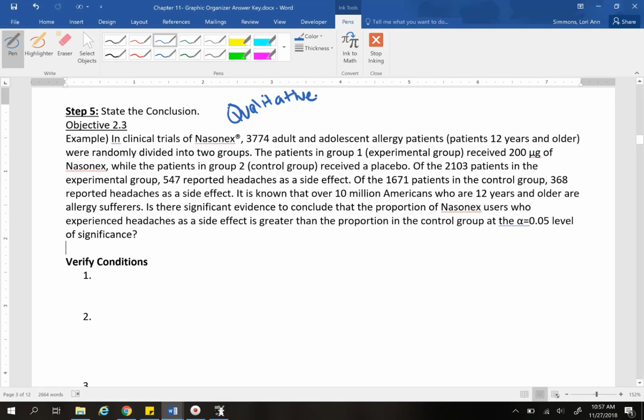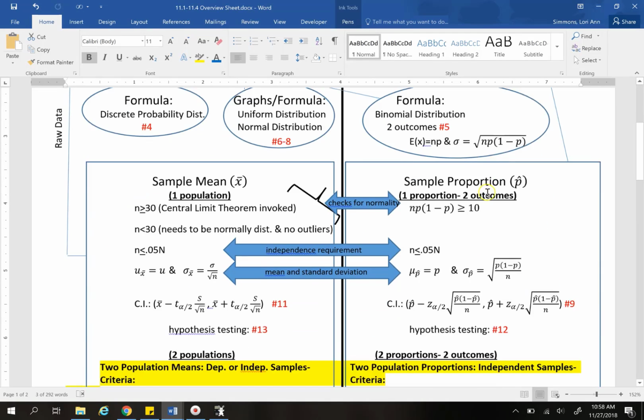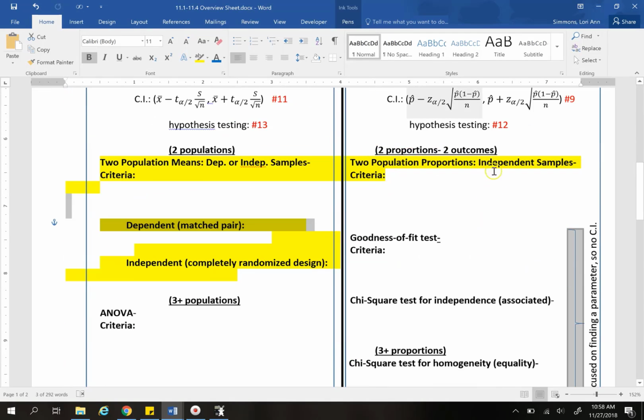Okay, and then is this independent or dependent? Right, it's going to be independent because your allergy isn't going to depend on anybody else's allergies. And there's 2 populations. So once you know that information, you go to your overview sheet, go to qualitative, 2 population proportions are independent. So once you have this filled in, you'd be using this information right here.